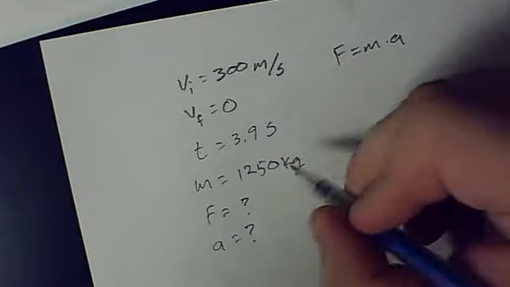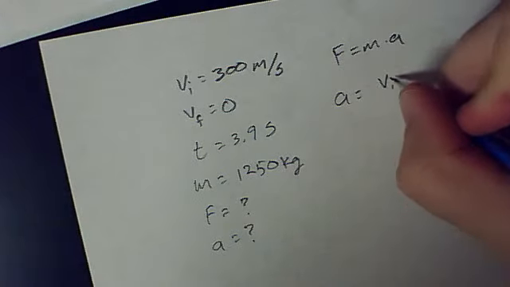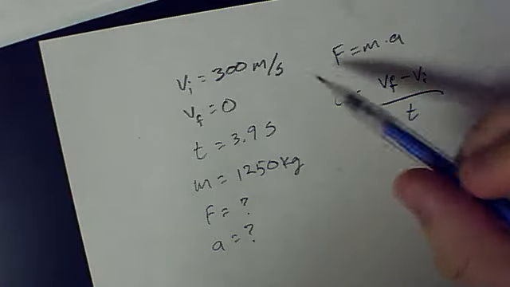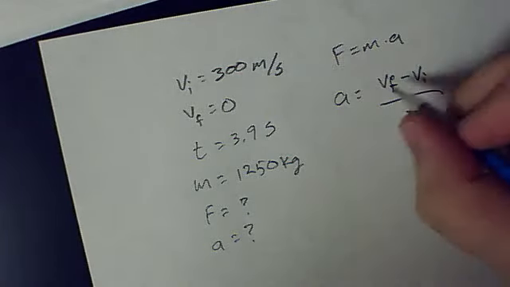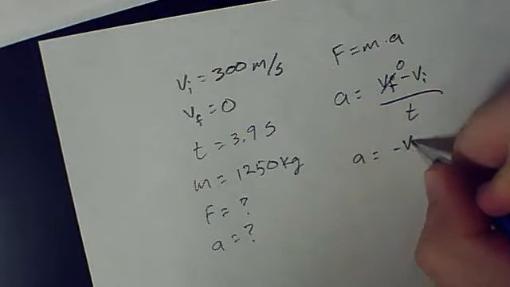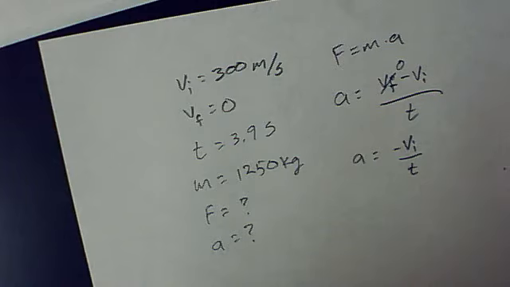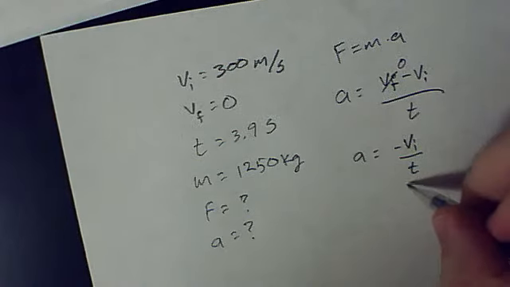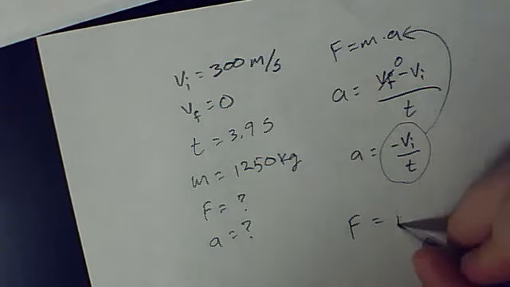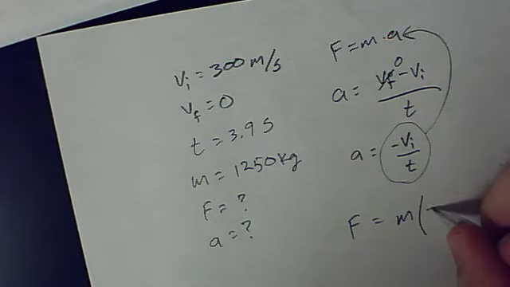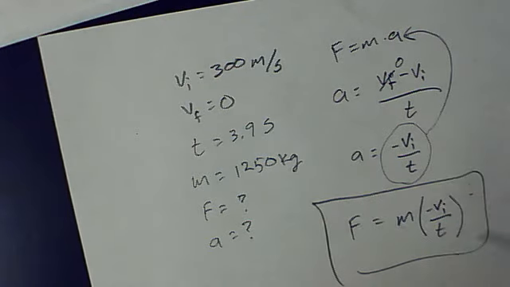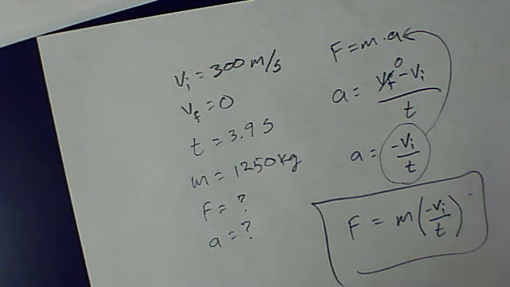So I have to know the acceleration. To find the acceleration is Vf minus Vi divided by t, which I have all of that information. My Vf is 0, so my a equals negative Vi over t. And if I plug this in for my acceleration here, then my force is my mass times negative Vi over t. Plug your numbers into this equation, and that will give you the answer.